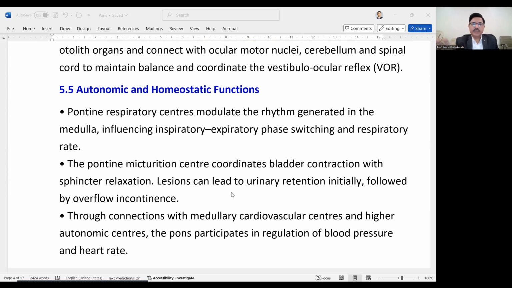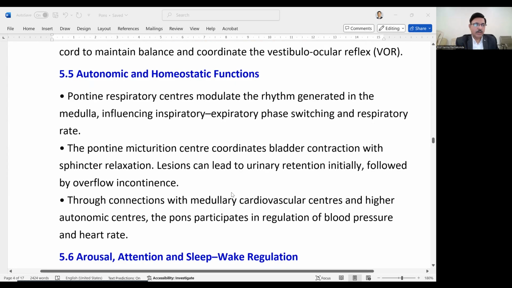Then, the pontine micturition center coordinates bladder contraction with sphincter relaxation. Lesion can lead to urinary retention initially, followed by overflow incontinence. Through connections with the medullary cardiovascular centers and higher autonomic centers, the pons participates in the regulation of blood pressure and heart rate, respiratory control and micturition control, and then blood pressure and heart rate control.